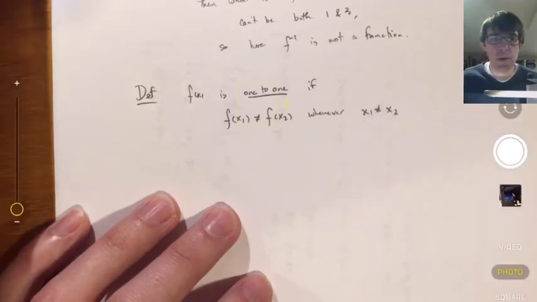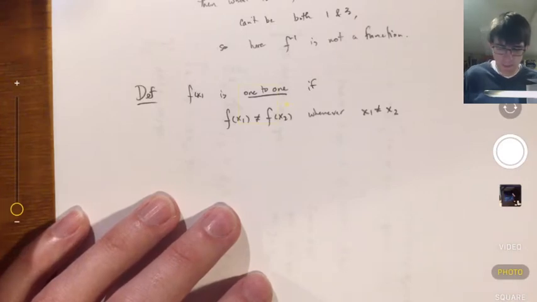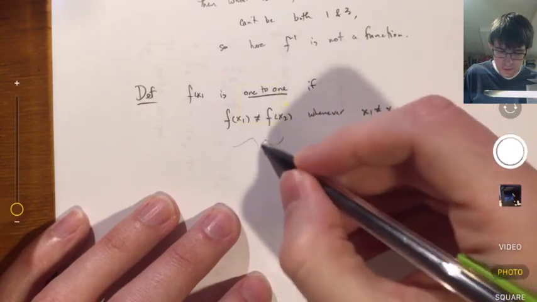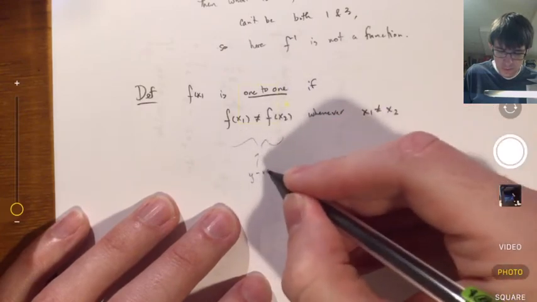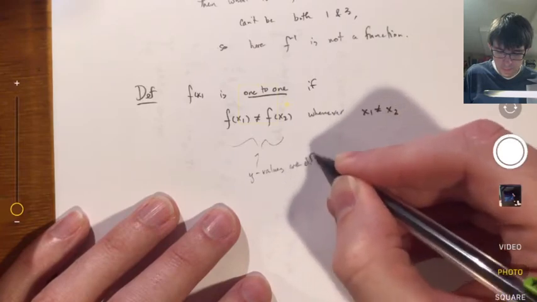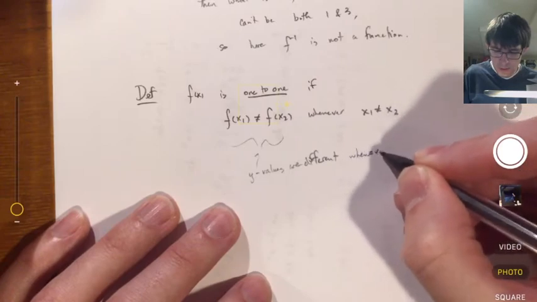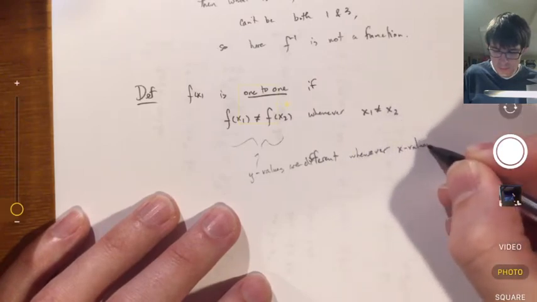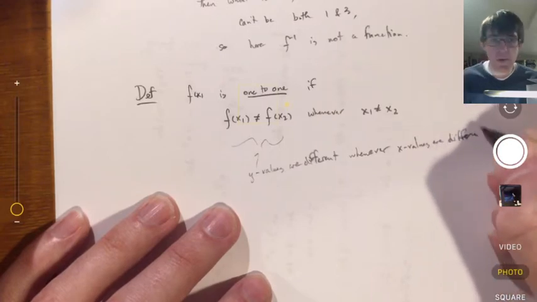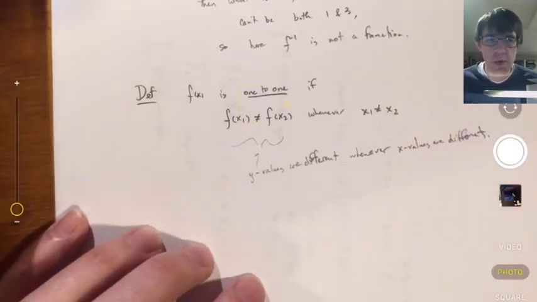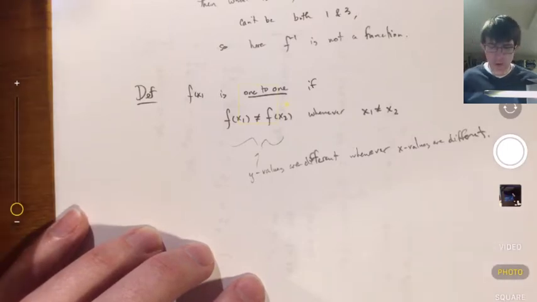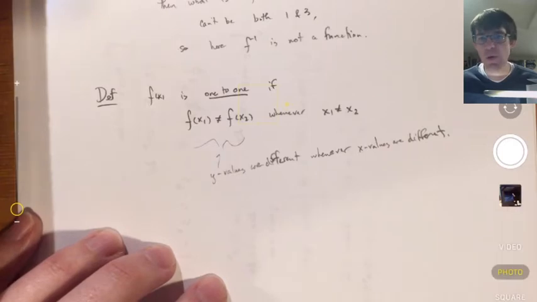All right? This is a little more technical than what I said last time. But how you should read this is just that the y values are different whenever the x values are different. Of course, if I use the same x value twice, I'm going to get the same y value. But what one-to-one means is that you always get different y values when you use different x values. All right? So this is the definition of one-to-one.